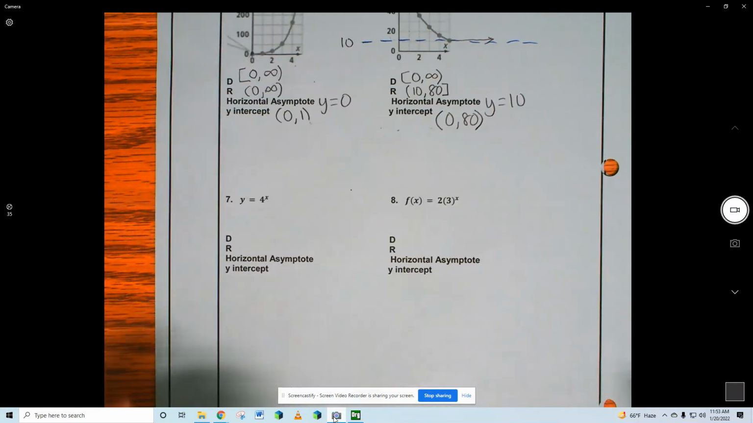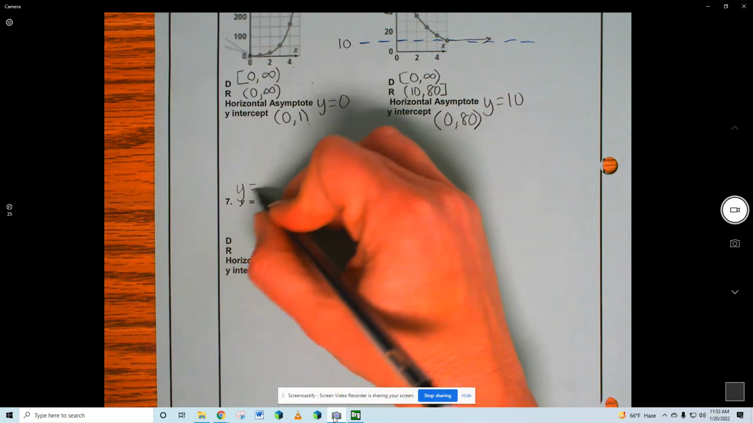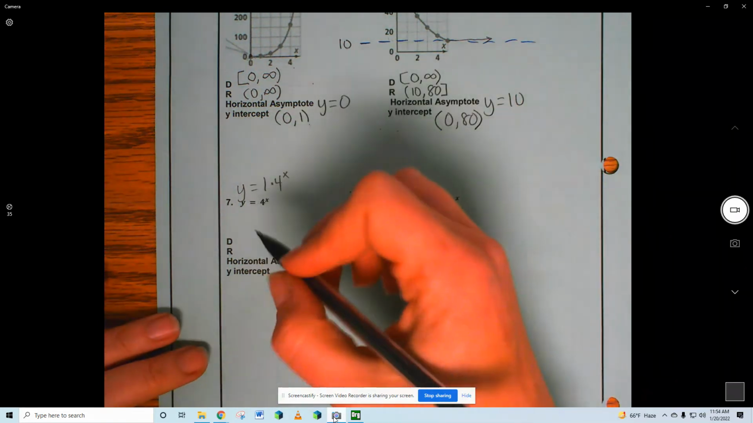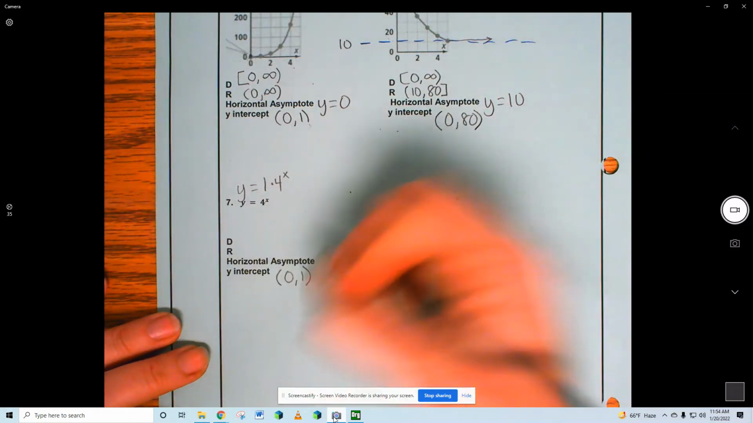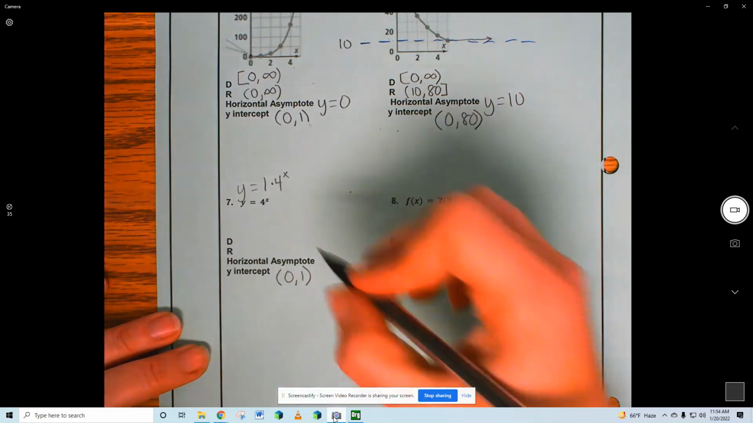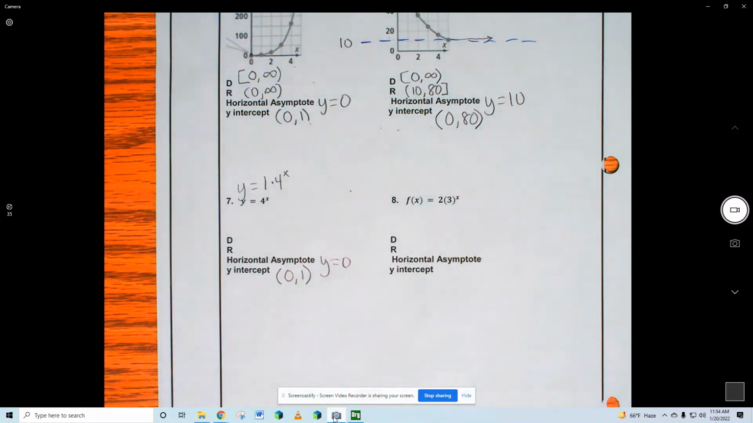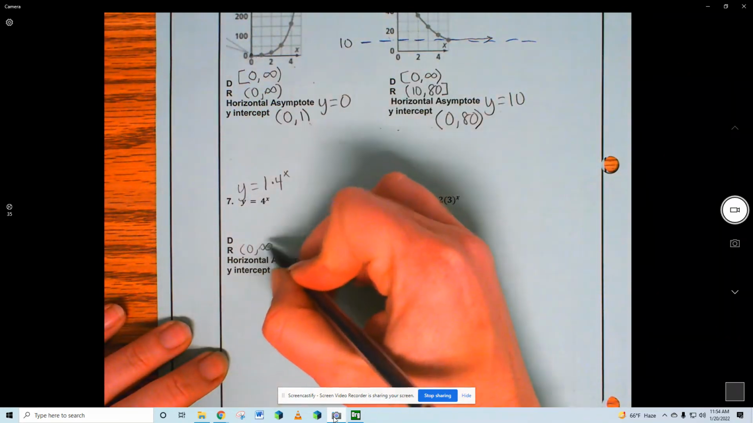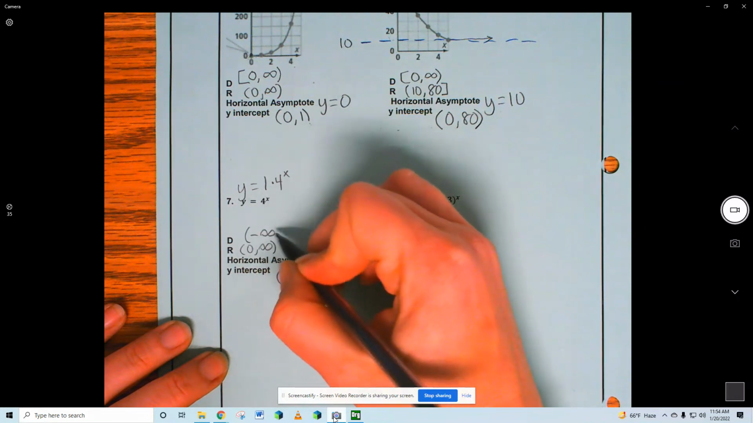Seven doesn't have a graph. Y equals 1 times 4 to the x. Okay? 1 times 4 to the x, my y-intercept is 1. If my y-intercept is 1, my asymptote is 1 box under it. That's the 0. That's by default. My domain and range, I don't even have to see what this looks like, but my range is going to be 0, infinity, like always, standard. And my domain is going to be all real numbers.